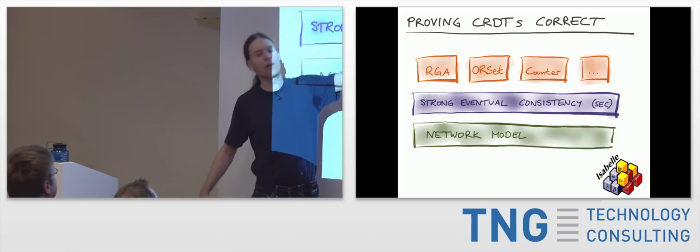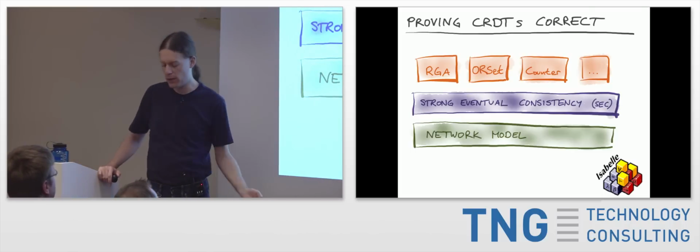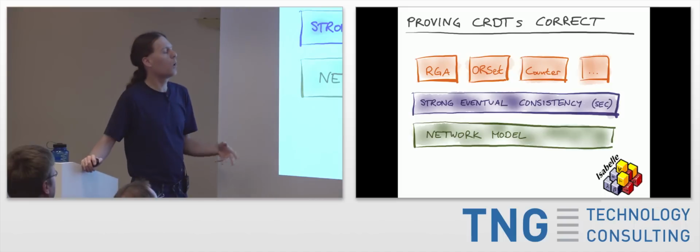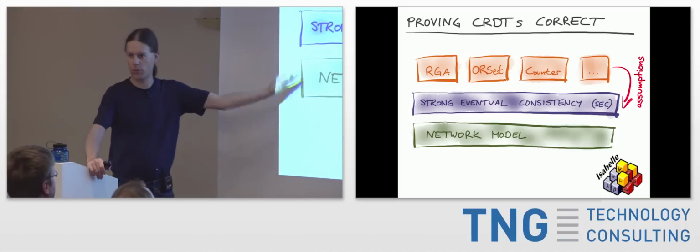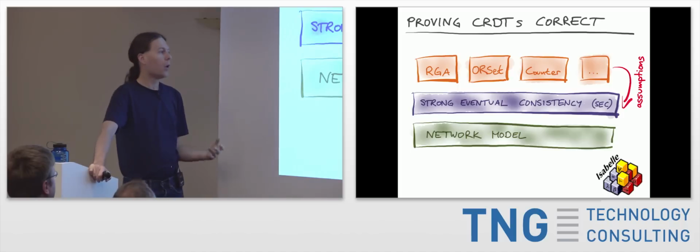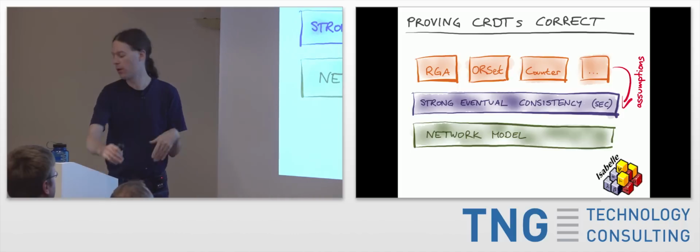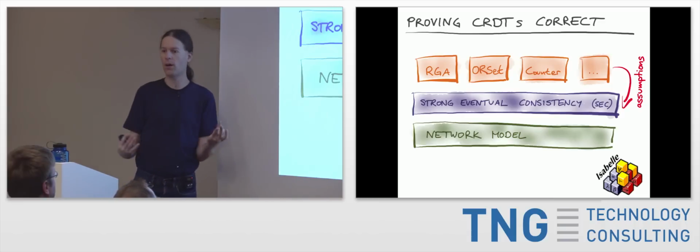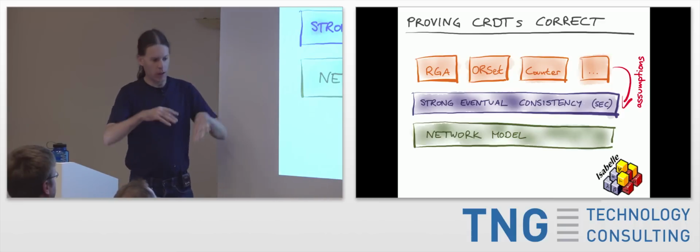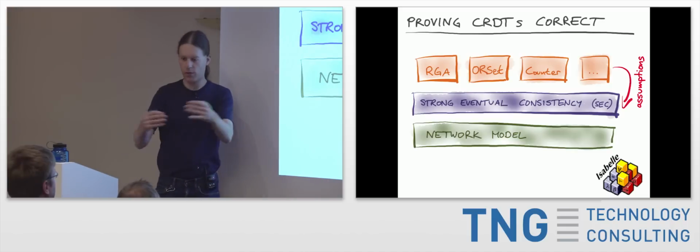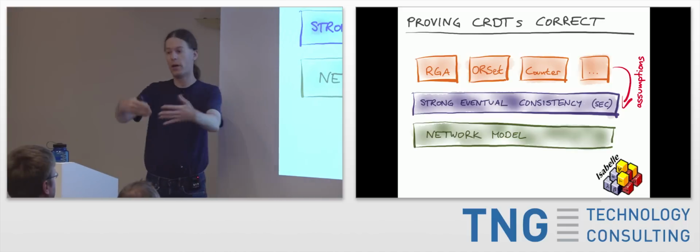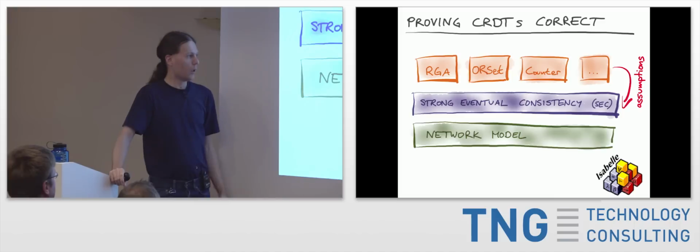So RGA and RSet and Counter, they're examples of CRDTs. And we wanted to prove that they satisfy a particular consistency model called strong eventual consistency. And the main idea of strong eventual consistency is this convergence idea. That is, if some edits are made over here and some edits are made over there, and then the replicas synchronize, then at the end, everyone converges to the same state.